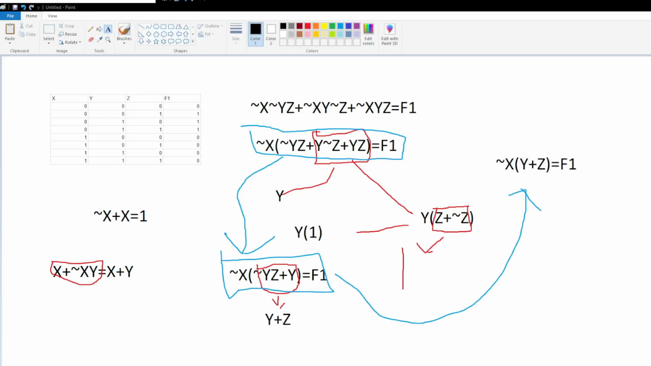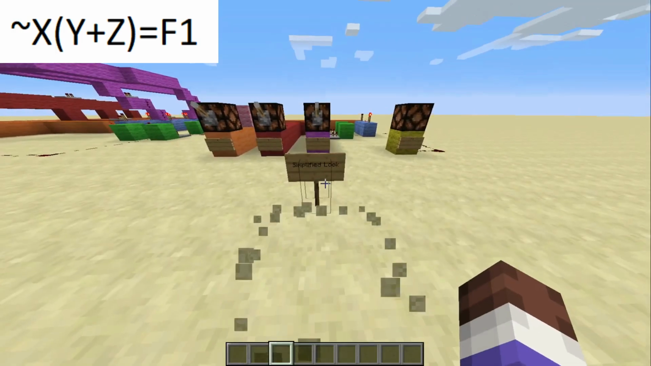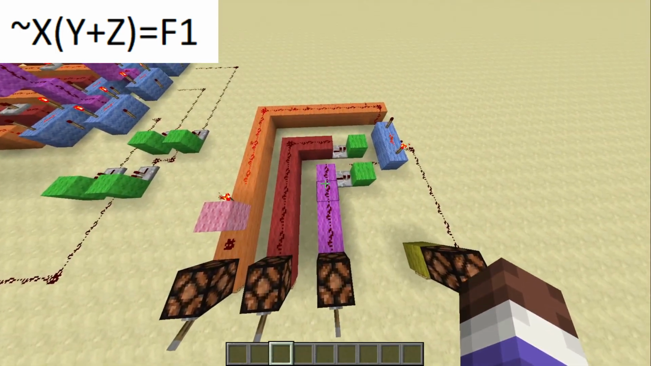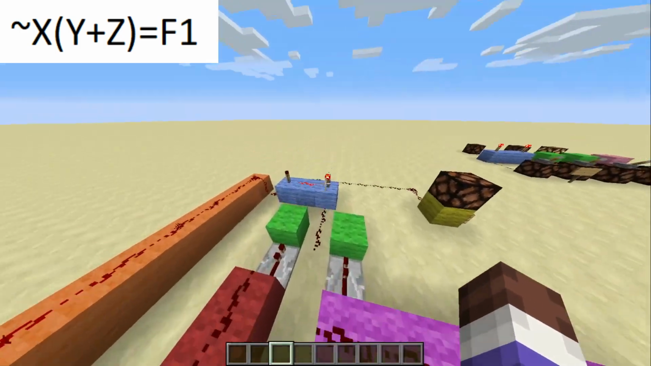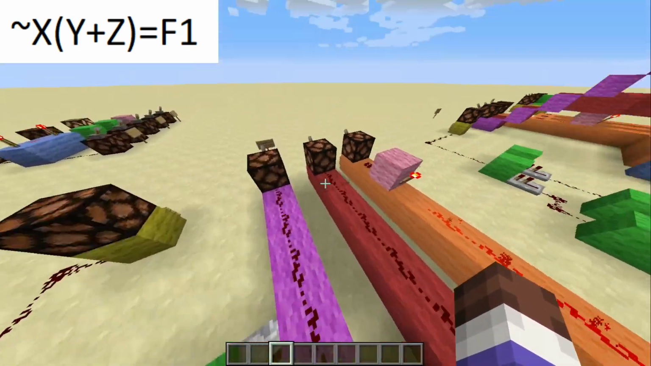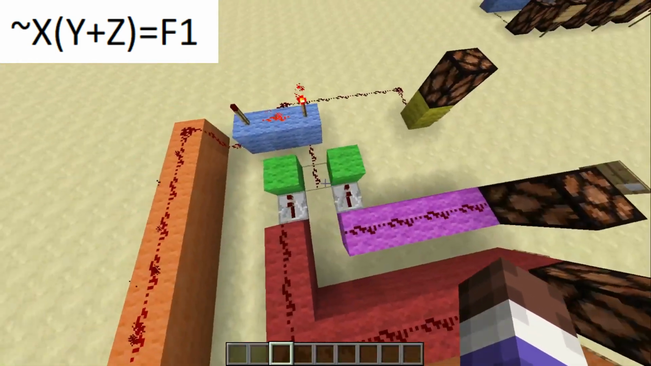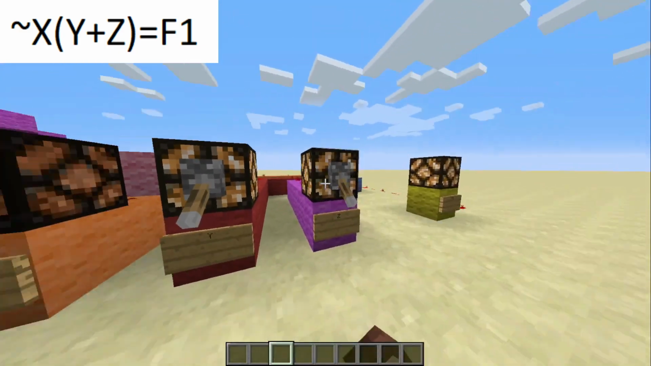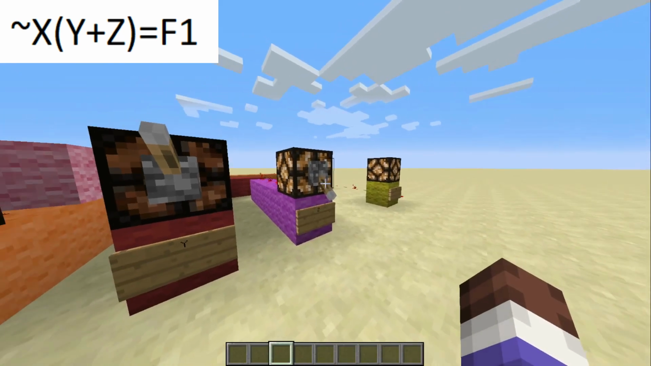Now there are a ton of other Boolean theorems out there, so just boop, there you go, there's the rest of them. So if we look here in Minecraft, whoa, it's so much smaller, so much easier to follow. We have not x times the output of y or z, as you can see here. And guess what? It's the exact same thing. It works. It just works.